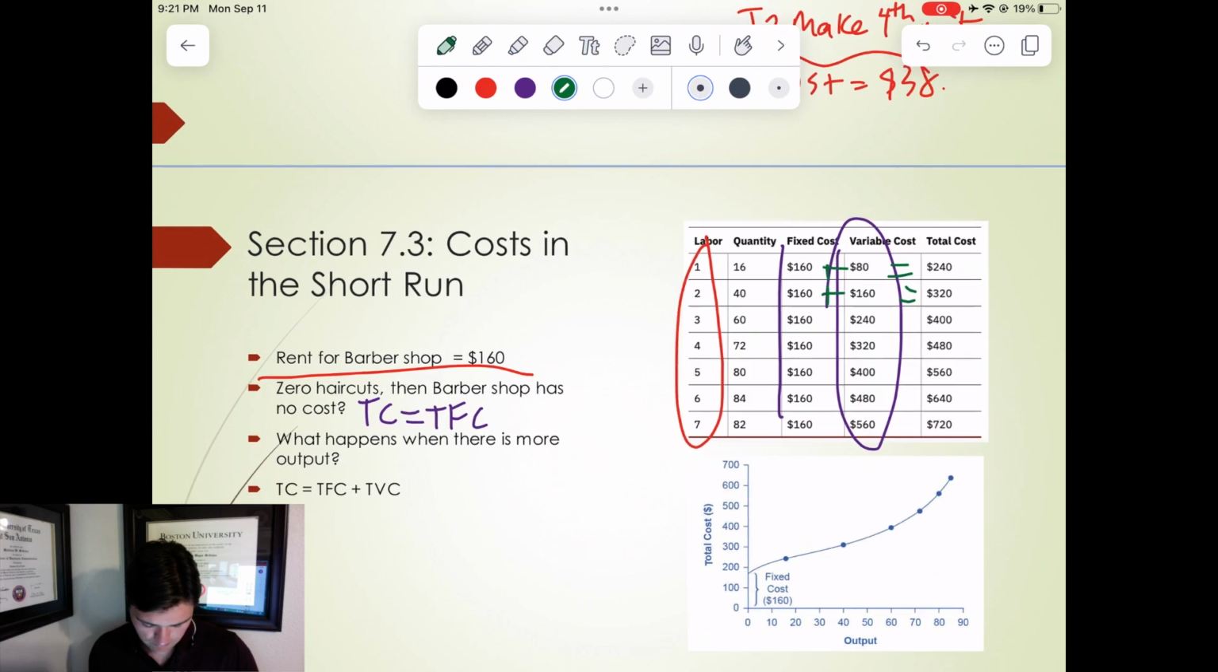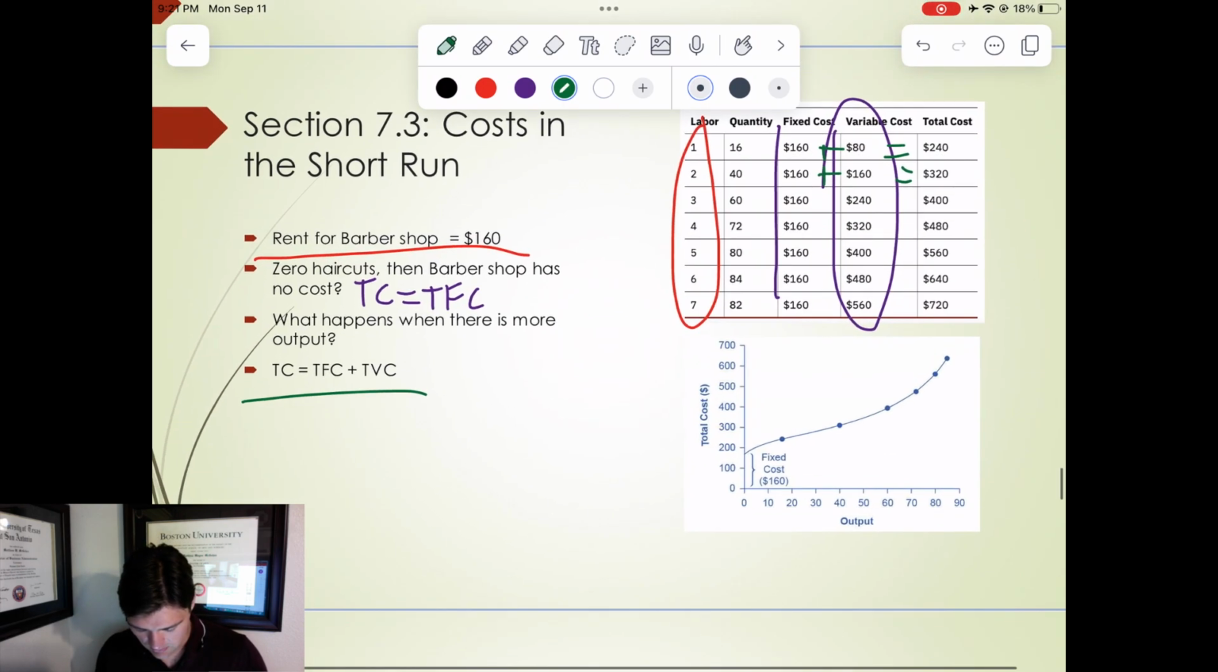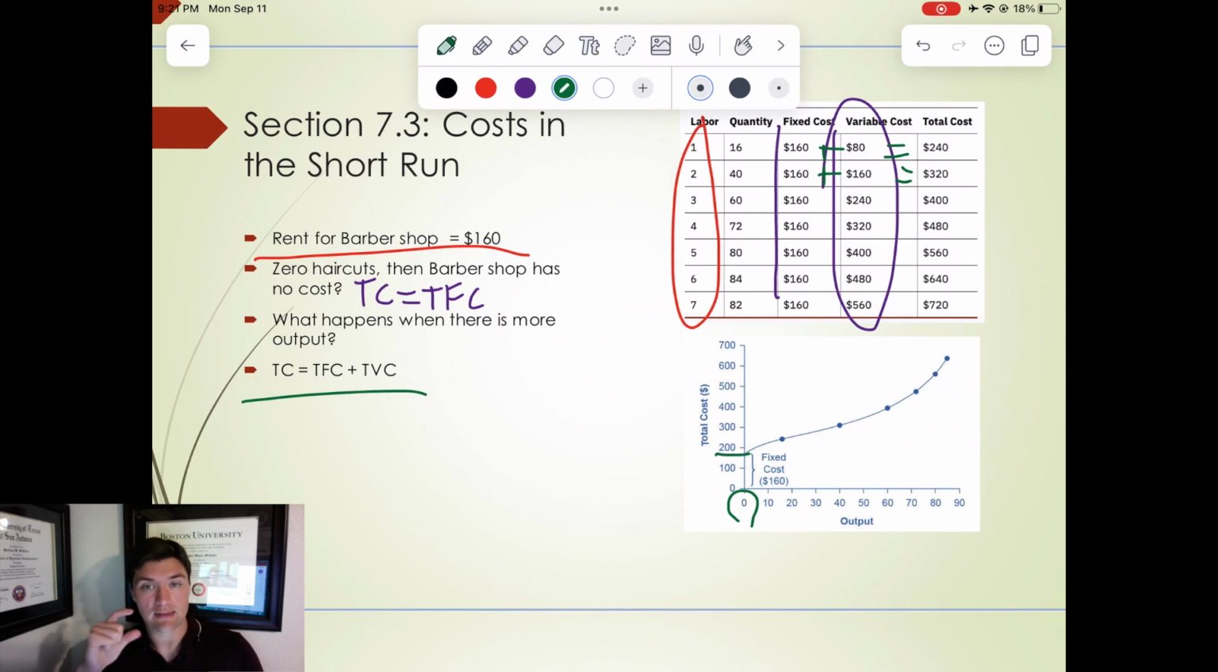Boom. And if we were to put all this information on a graph, if we were to put the total cost on a graph, we would see that it starts at 0 output. It starts at that 160. So even if you had 0 quantity, you're still starting at $160 and then going up from there. So that's what the total cost would look like.